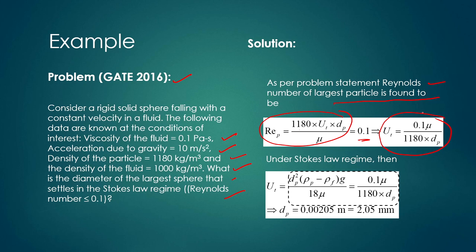Now, under the Stokes' law regime, we can say that ut will be equal to dp square into (rho p minus rho f) into g by 18 mu. So, that will be equal to 0.1 mu by 1180 into dp. From this, after solving, dp will come as 2.05 millimeter.